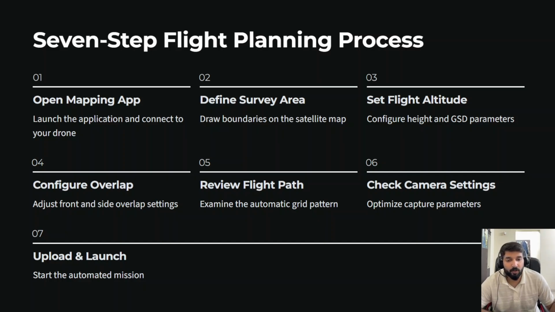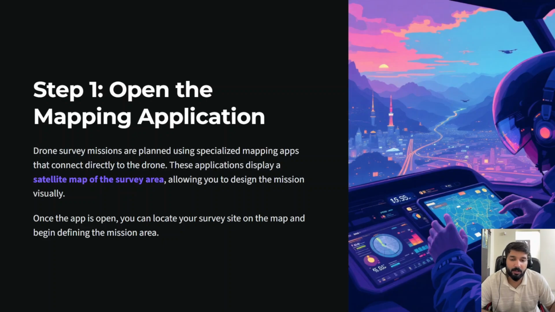Step 1. Open the mapping application. Drone survey missions are usually planned using specialized mapping apps that connect directly to the drone. These applications display a satellite map of the survey area, allowing you to design the mission visually. Once the app is open, you can locate your survey site on the map and begin defining the mission area.